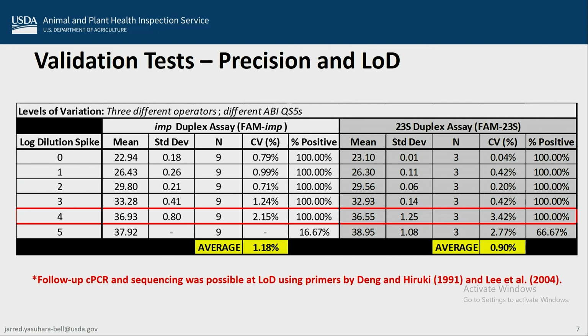And then the sensitivity was determined to be the same for both the IMP duplex and the 23S assay. And at this dilution, which was near the limit of detection, we were able to do conventional PCR and sequence the products to get down to species identification.